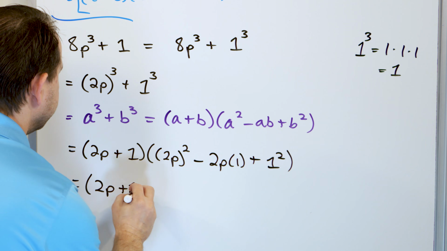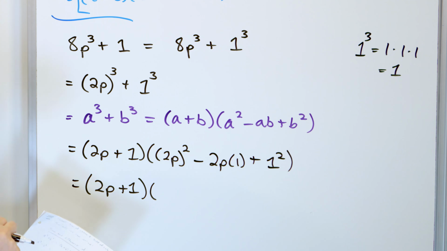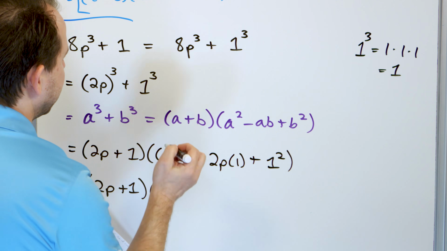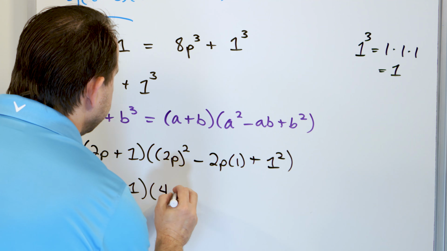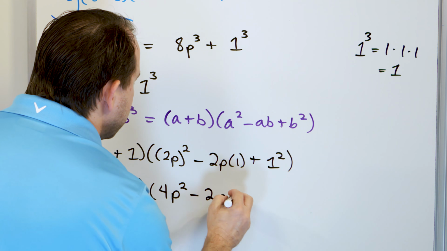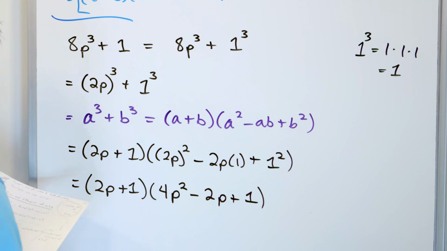2p plus 1. What is 2p squared? The exponent is going to apply to the 2, giving 4, and then it'll also apply to the p, giving me 4p squared, minus 2p times 1, which is just 2p, plus the number 1 here. Let me double check my answer. 2p plus 1, 4p squared minus 2p plus 1, that's the final answer.